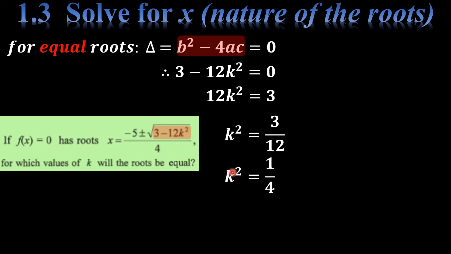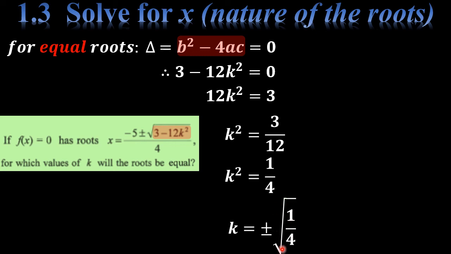But now we want to remove what? The square on the left hand side. And remember, removing the square on the left hand side means you are introducing the square root. And the square root gives two possible values, therefore you must write plus or minus next to it. Therefore, we have k is equal to plus or minus the square root of 1 divided by 4.